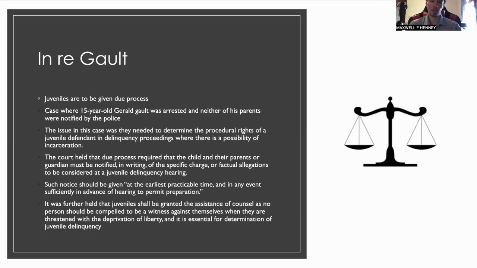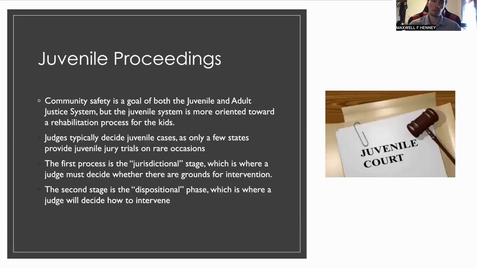Such notice should be given at the earliest practicable time and in any event sufficiently in advance of hearing to permit preparation. It was further held that juveniles shall be granted the assistance of counsel, as no person should be compelled to be a witness against themselves when they are threatened with the deprivation of liberty, and it is essential for determination of juvenile delinquency.